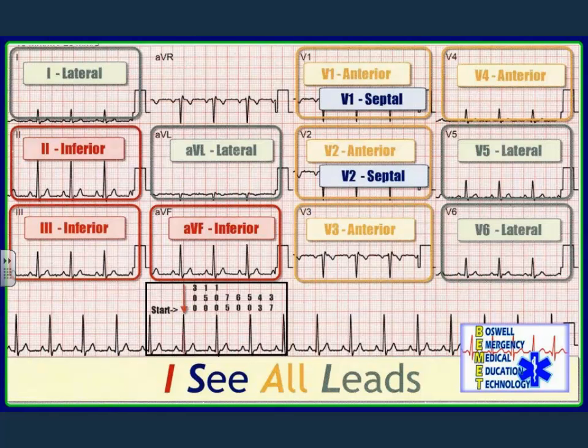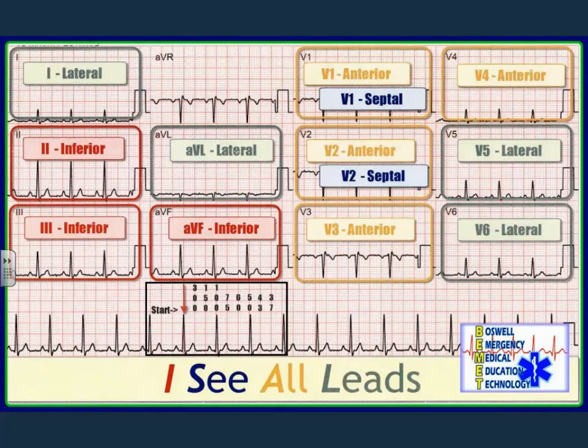If you think about where each lead is actually positioned on your 12-lead ECG, it's going to help you remember, okay? If I think about where my 6 precordial leads are, I know that V5 and V6 are placed way on the left side, the lateral side of the heart, right? So I can remember that V5 and V6 are at the most lateral part of the heart. All right?